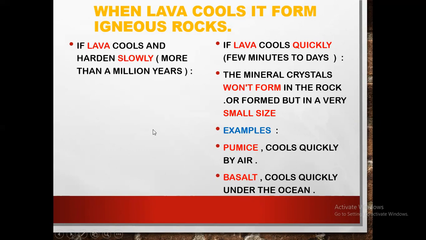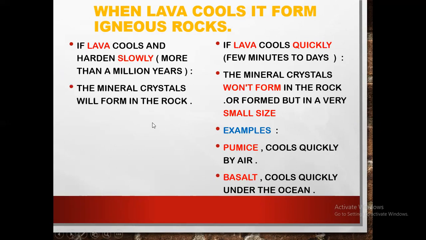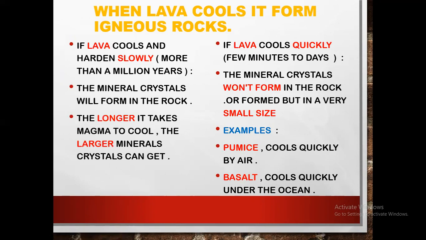And if the lava cools and hardens slowly, over more than a million years, it will have time to make its crystals, and the crystals will be large. The longer it takes magma to cool, the larger the mineral crystals can get. Examples of slow cooling of magma are granite, gabbro, and pegmatite.